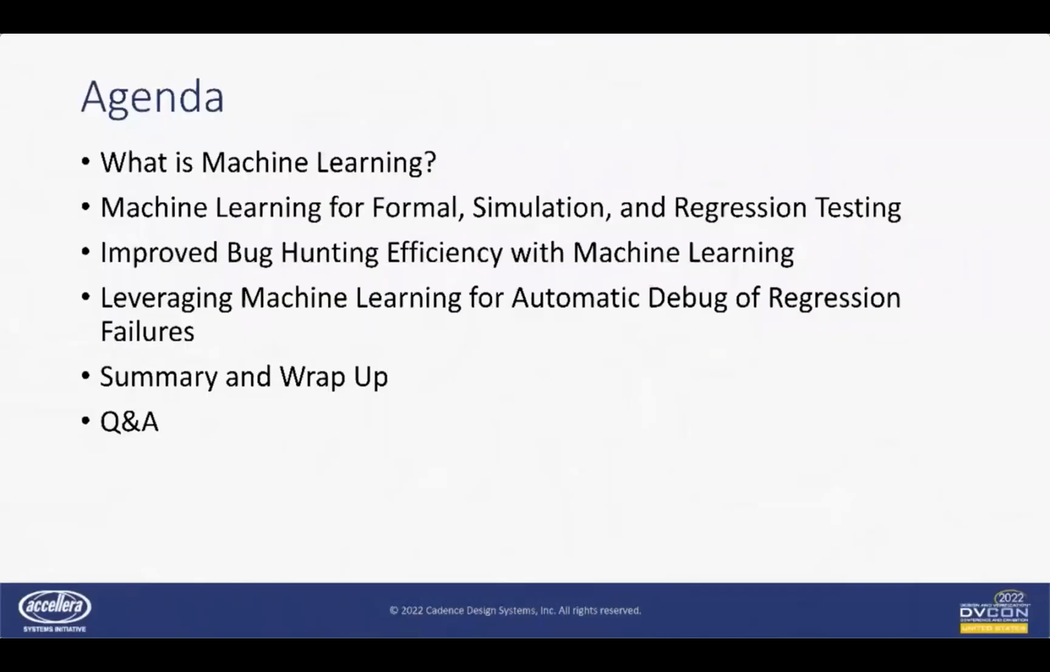The agenda for today's workshop is as you see here. First, we'll start with a look at what is machine learning, and then how it can be applied to formal, simulation, and regression testing as part of a verification effort. Then John will talk about improved bug hunting efficiency with machine learning. Daniel will talk about leveraging machine learning for automatic debug of regression failures. Then we'll have a summary and wrap up and some quick Q&A.